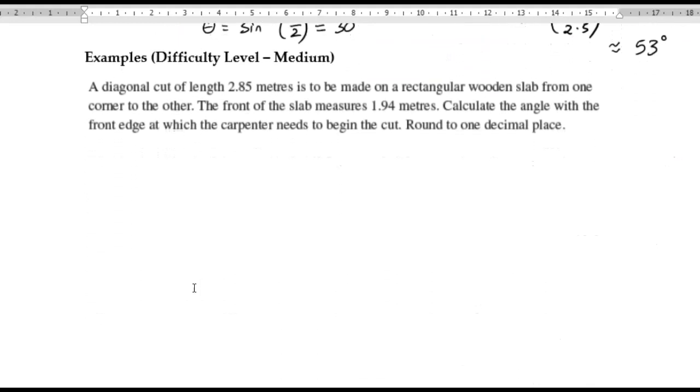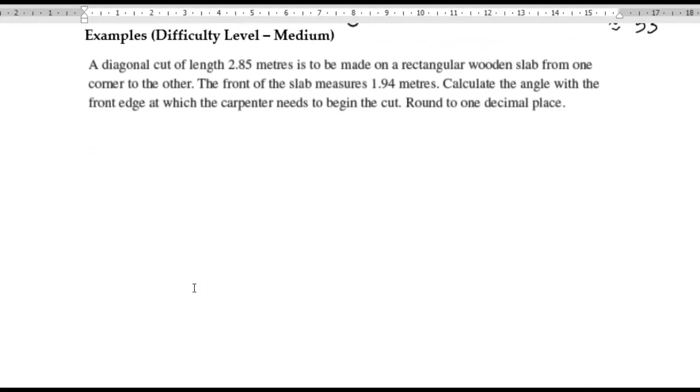This time, unlike the previous two examples, we actually don't have a diagram, right? And that's why I've said the difficulty level is probably somewhere between medium and hard. So let's read the question. A diagonal cut of length 2.85 meters is to be made on a rectangular wooden slab from one corner to another. So obviously, let's underline the important bit: diagonal cut of 2.85 meters is made on a rectangular wooden slab from one corner to another.